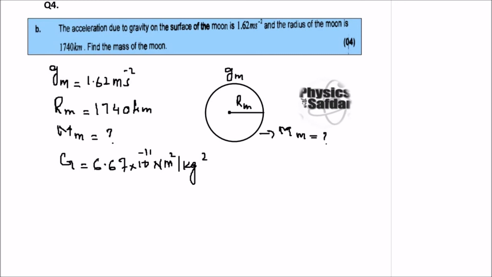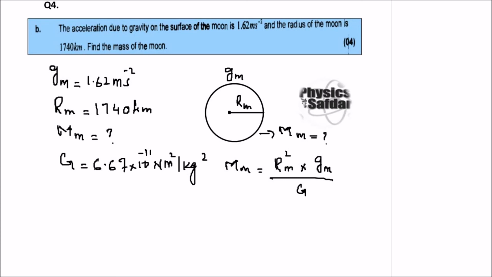Now you need to write the equation which is used to calculate the mass of the moon. So you can write the equation as mass of moon is equal to radius of the moon squared times gravitational field strength or acceleration due to gravity on the surface of the moon Gm divided by capital G, that is your gravitational constant. Before substituting the values, the first thing you need to check is the units.